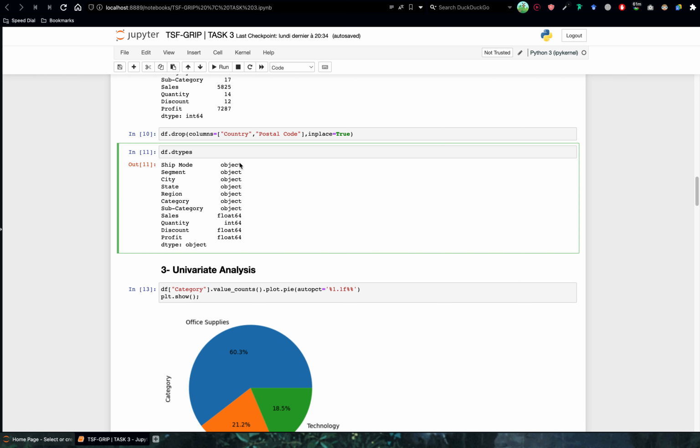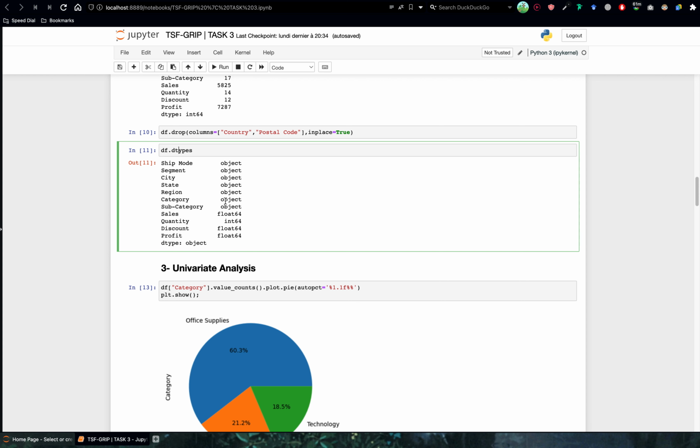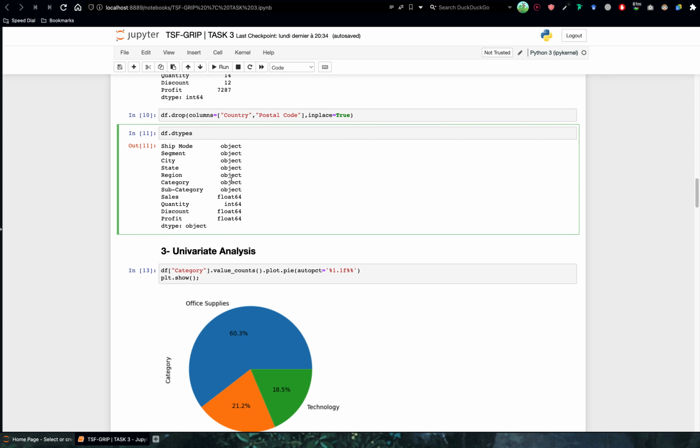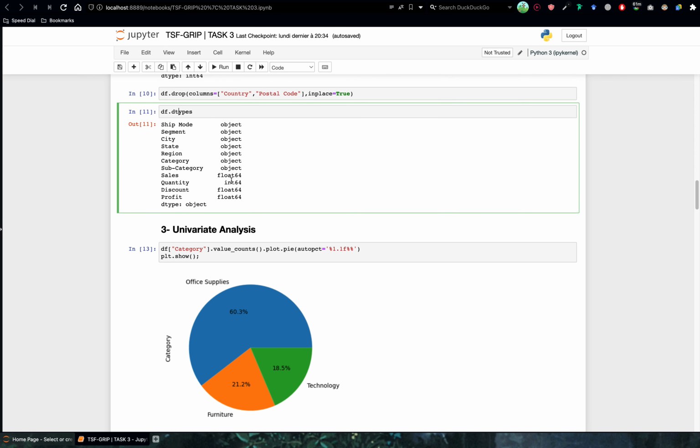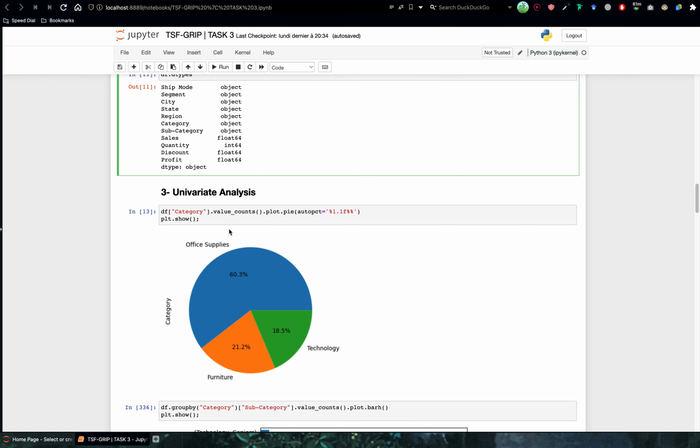Here you can see data types, objects. You can see we have a little bit of objects here. We will not do data transformation, as we have said. It is only EDA.